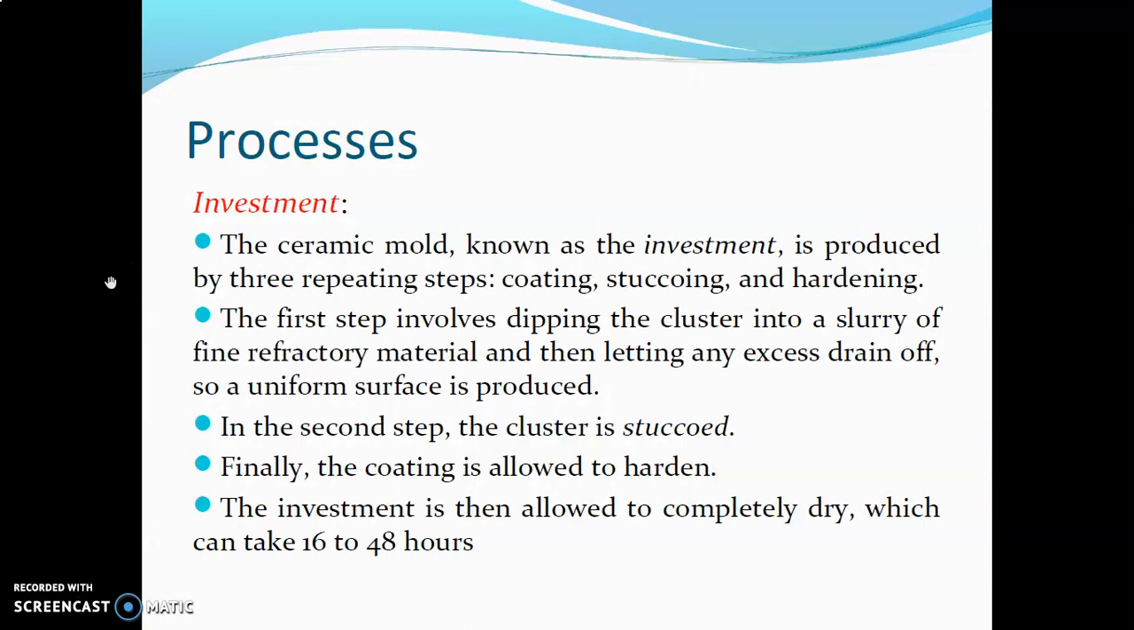The ceramic mold known as the investment is produced by three repeating steps: coating, stuccoing, and hardening. The first step involves dipping the cluster into a slurry of fine refractory material and then draining off any excess, so a uniform surface is produced. In the second step, the cluster is stuccoed and finally the coating is allowed to harden. The investment is then allowed to dry completely, which can take 16 to 48 hours.